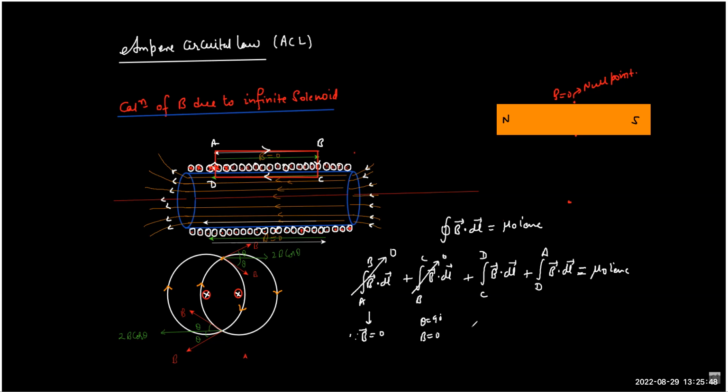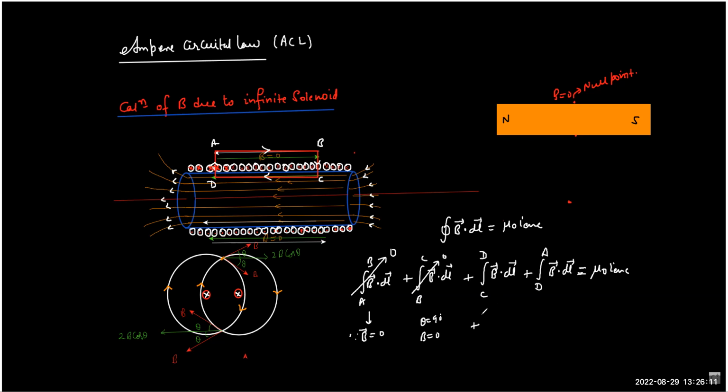Now C to D is the interesting one. B is 0 in this part, only that part is 0, and this part is non-zero. But although it is non-zero, the B and the dL are mutually perpendicular. So this part is 0 because of two possible reasons.